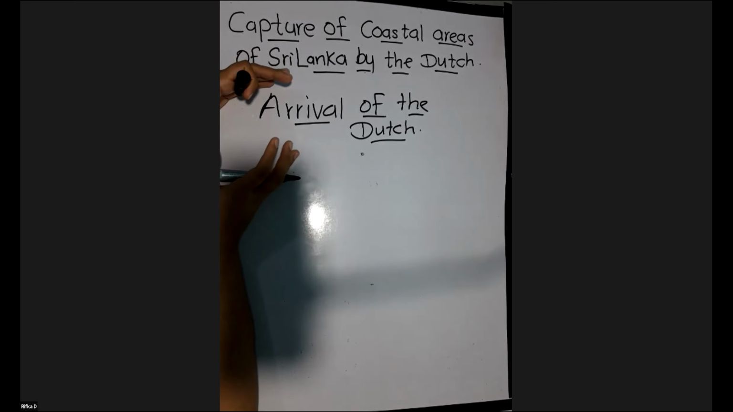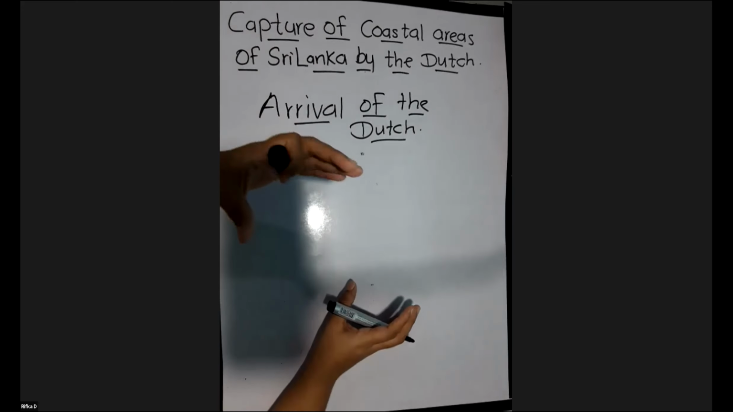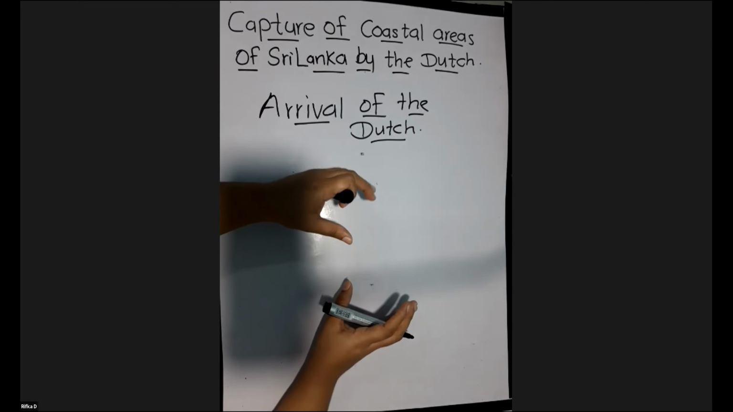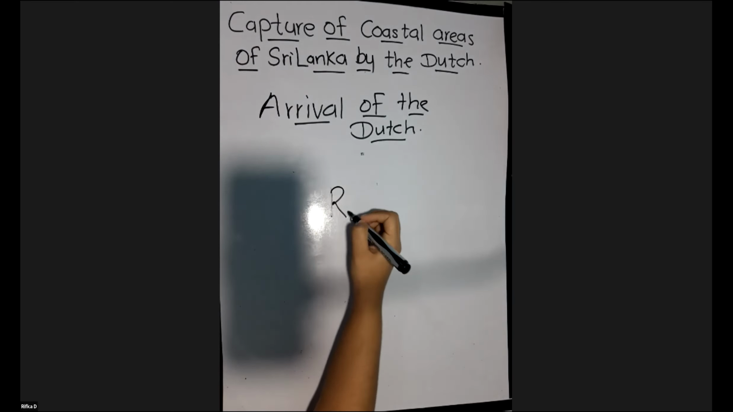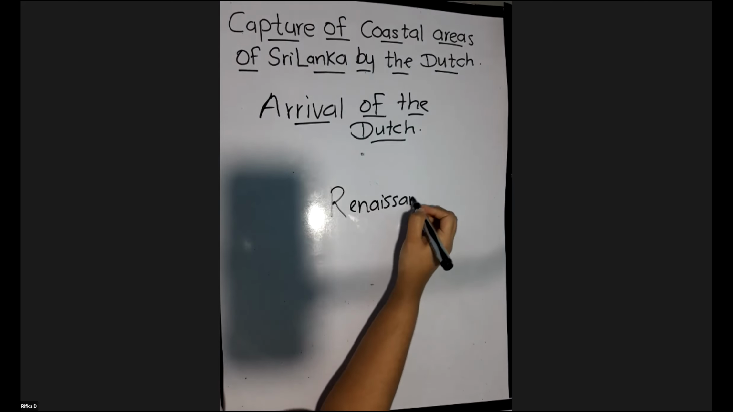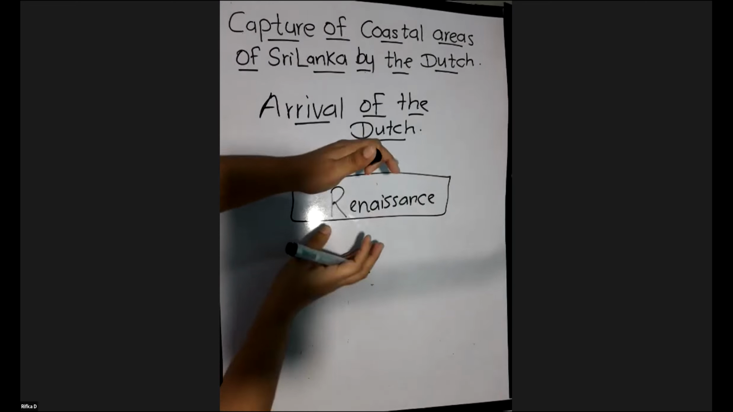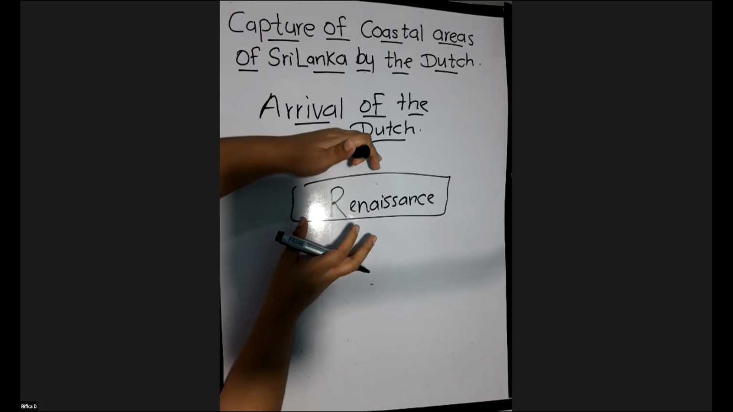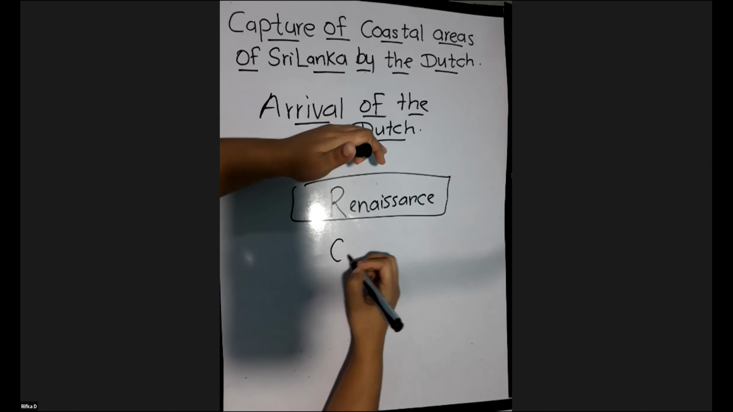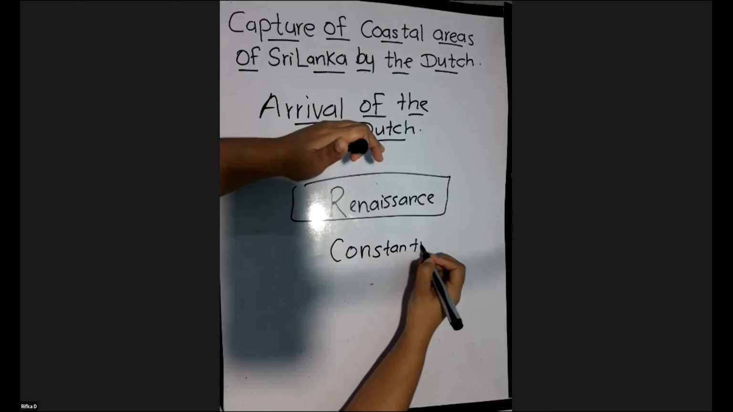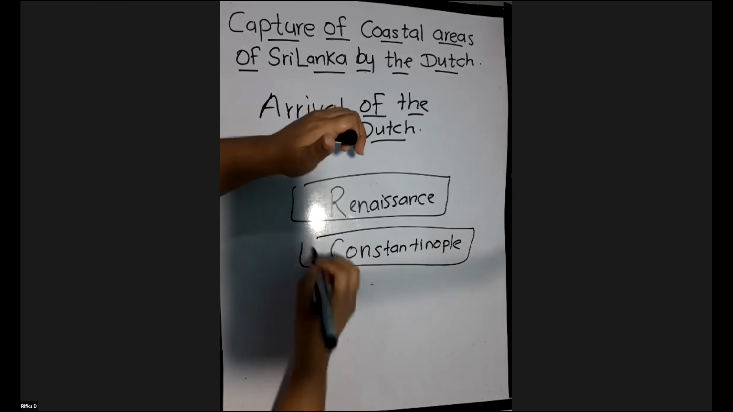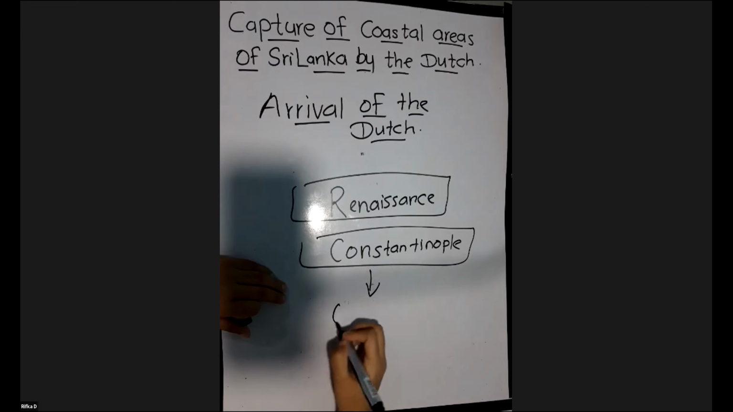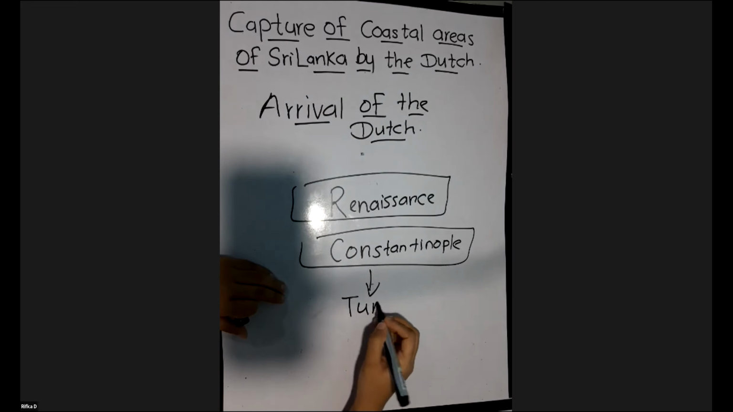So before I teach about this arrival of the Dutch to Asia, children, I would like to take you all a little back to grade 8. In grade 8 we studied a lesson called the Renaissance. You know what the major reason for the Renaissance to occur in Europe was? There was a trading city named Constantinople, and this Constantinople was captured by the Ottoman Turks.